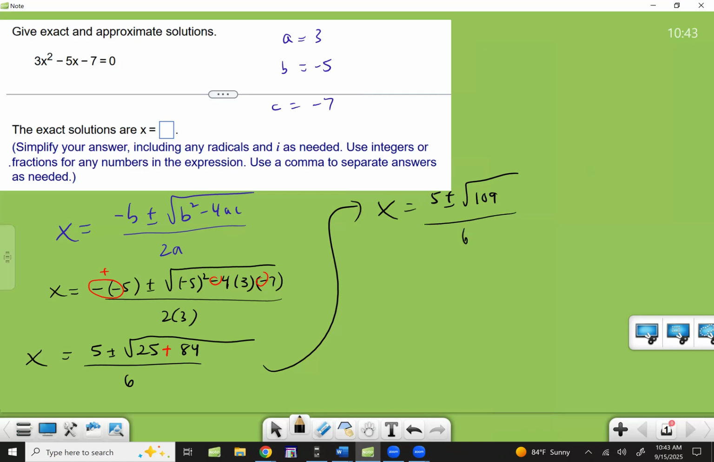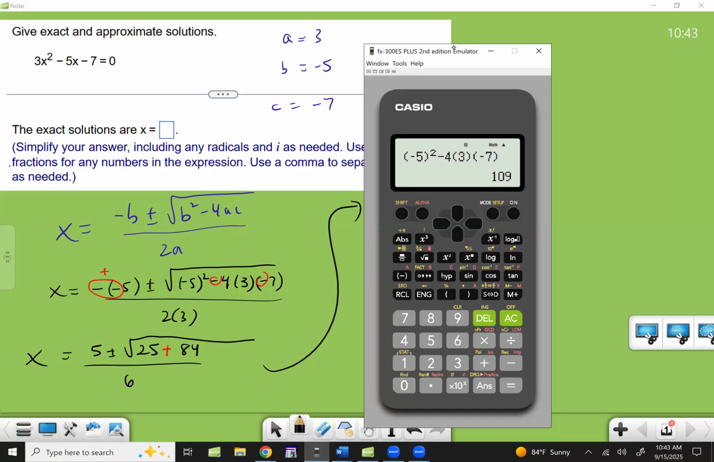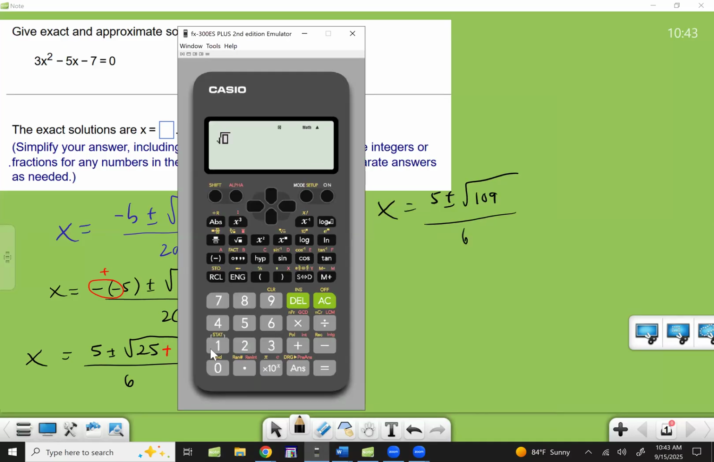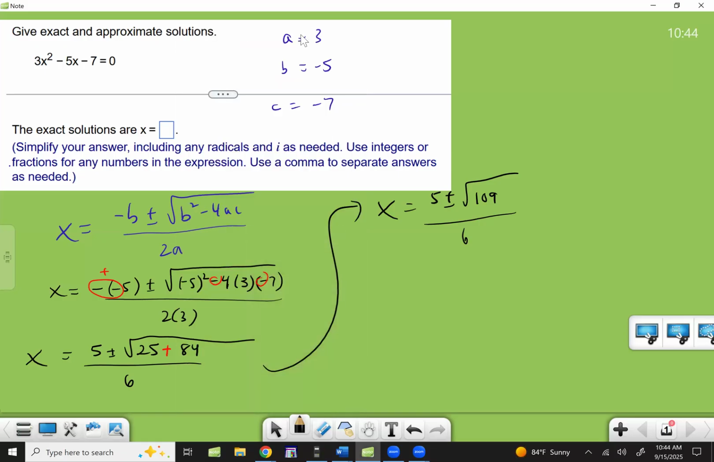Now remember, this Casio actually breaks down roots for you. So if you put the square root of 109 in there and you just get 109 back, that means it must not simplify at all. Let me read the blue right now. Simplify your answer, including any radicals and i as needed. Use integers or fractions for any numbers in the expression. Use a comma to separate answers as needed.